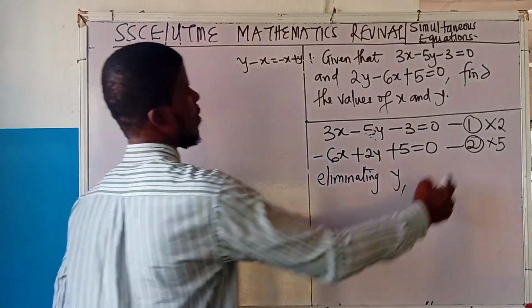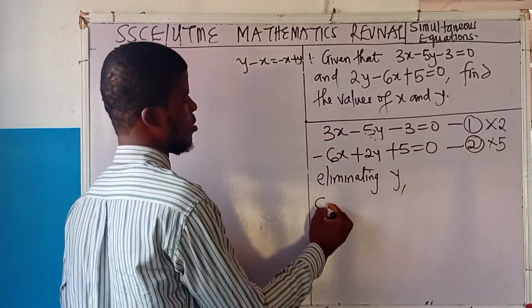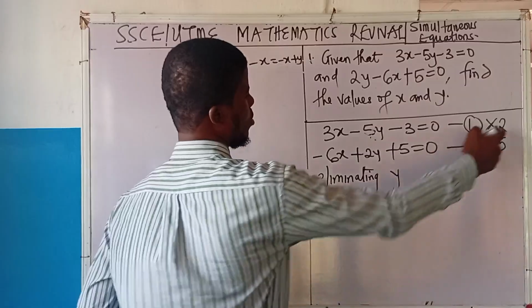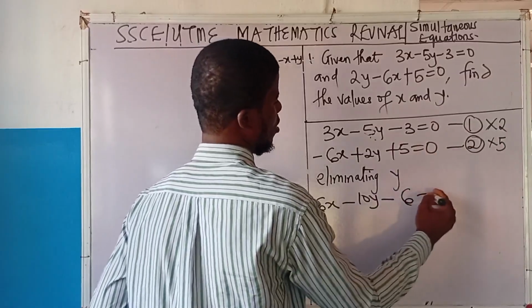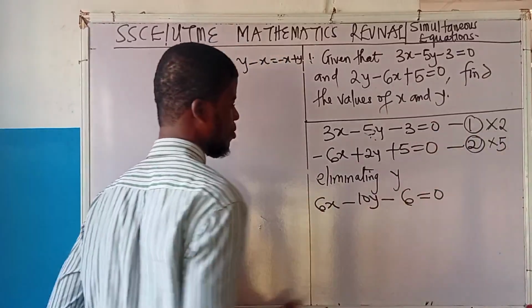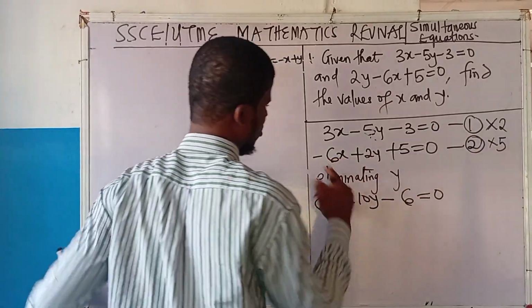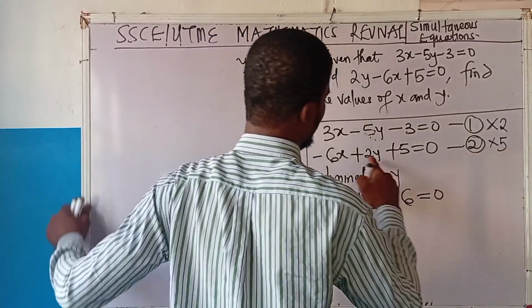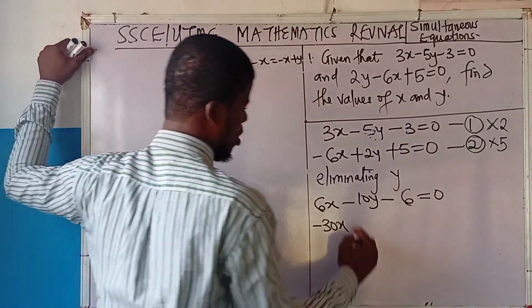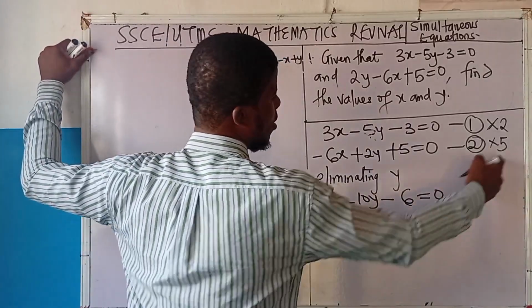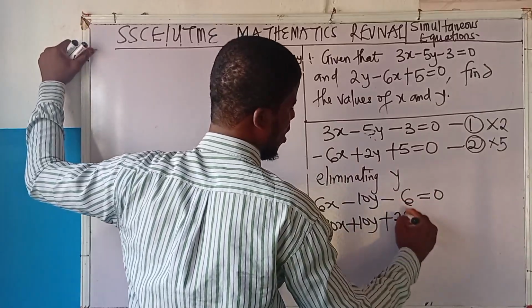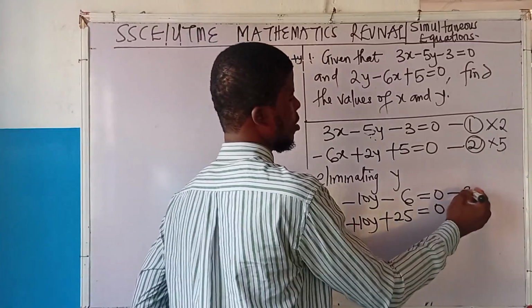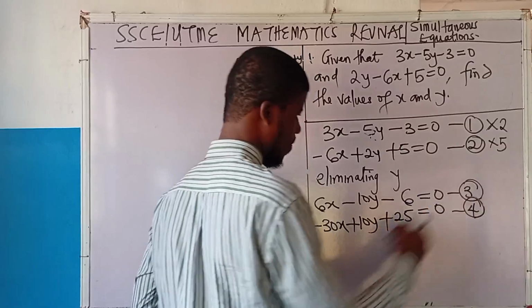Alright. If I use 2 times 3, that will be 6x. 2 times minus 5, that's minus 10y. 2 times minus 3, that's minus 6, equals 0, because 2 times 0 is 0. 5 times minus 6, that's minus 30x. 5 times 2y, that will be 10y. 5 times 5, that's 25, equals 5 times 0, that's 0. So this is the new equation 3, and let's call this equation 4.